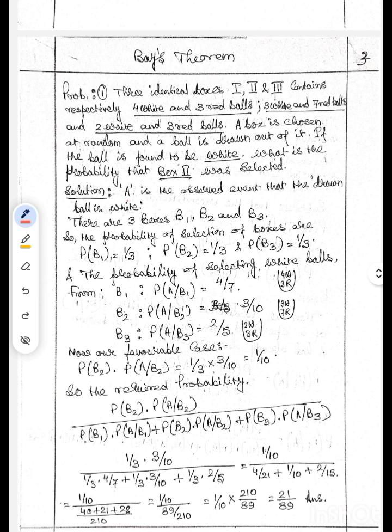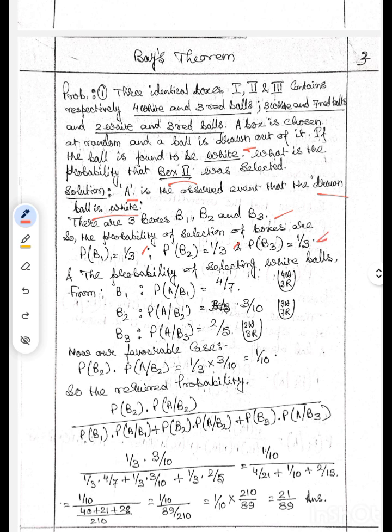Now A is the event that the drawn ball is white. Okay, our favorable case is what? A white ball will come and it is coming from box 2. There are three boxes B1, B2 and B3. Therefore the probability of B1, probability of B2 and probability of B3 is 1/3 each.